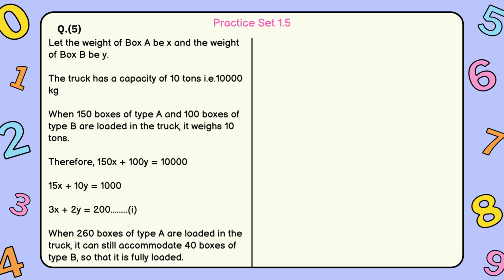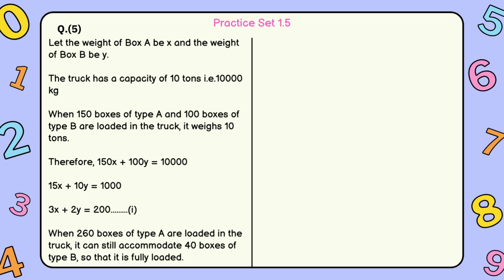Now they have given us a condition: if 150 boxes of type A and 100 boxes of type B are loaded in a truck, it weighs 10 tons. So we get our first equation, 150x plus 100y is equal to 10,000. To simplify it, we divide it by 10. We get 15x plus 10y is equal to 1000. To further simplify it, we divide it by 5 and get 3x plus 2y is equal to 200.